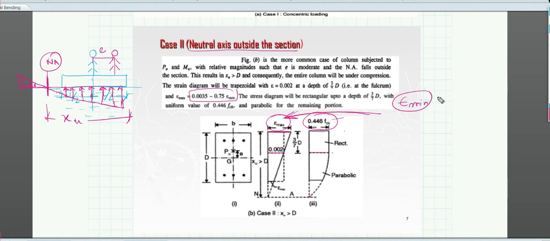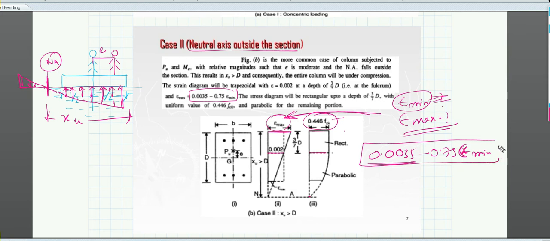If minimum strain is provided to you, if some value is given, then you will be asked to find out the maximum strain value. In that case, you have to use this equation, which is 0.0035 minus a small amount, 0.055 of epsilon minimum. This will be the maximum strain if it is related to the minimum strain. Whatever the minimum strain is over here, corresponding to that you will have the maximum strain.